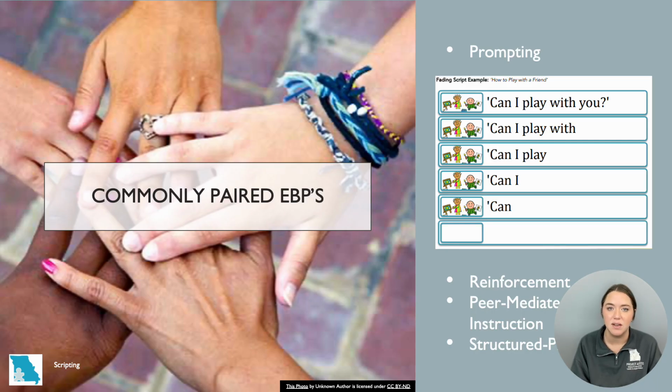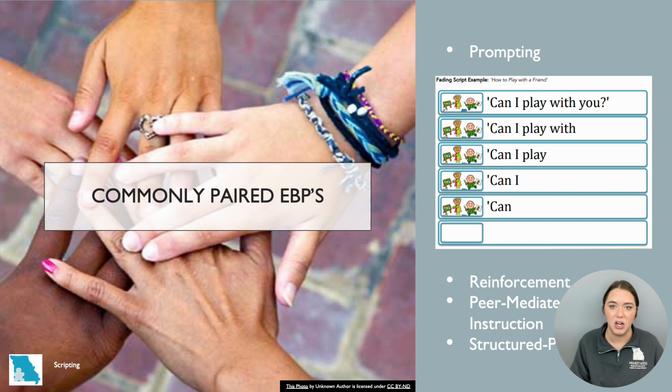So scripting is an evidence-based practice that is commonly paired with other evidence-based practices. We talked about how scripts are typically a visual cue or visual prompt for our learners to make correct responses in social situations. So we can talk about prompting as a whole. A lot of times you'll want to use the script as a prompt in itself. So this is an example of a fading script prompt.